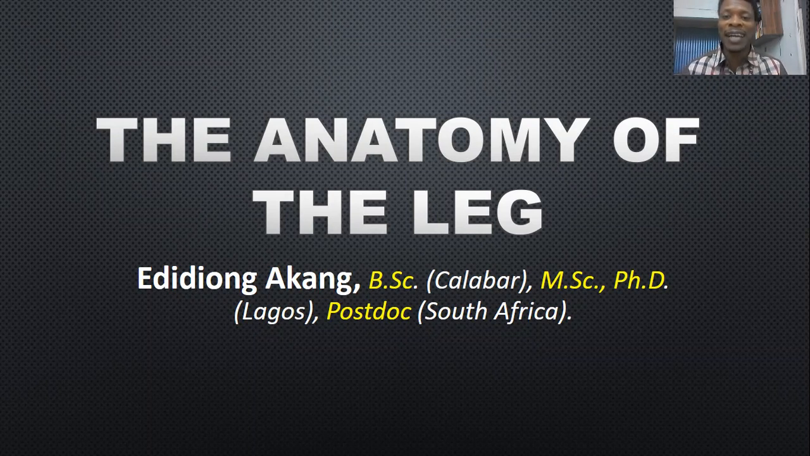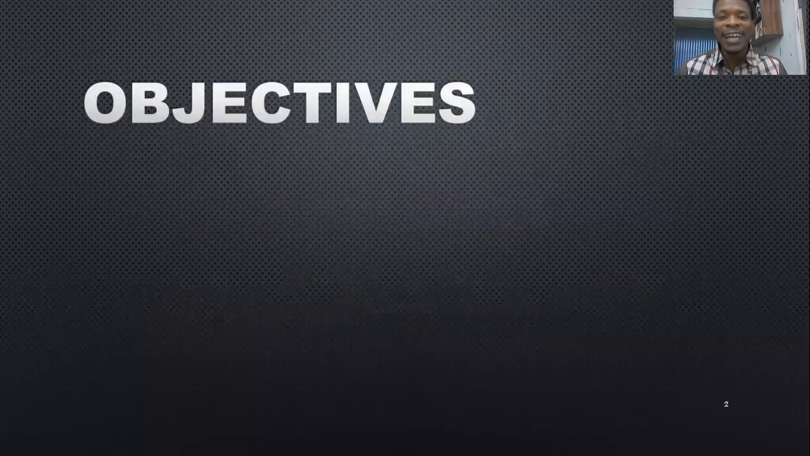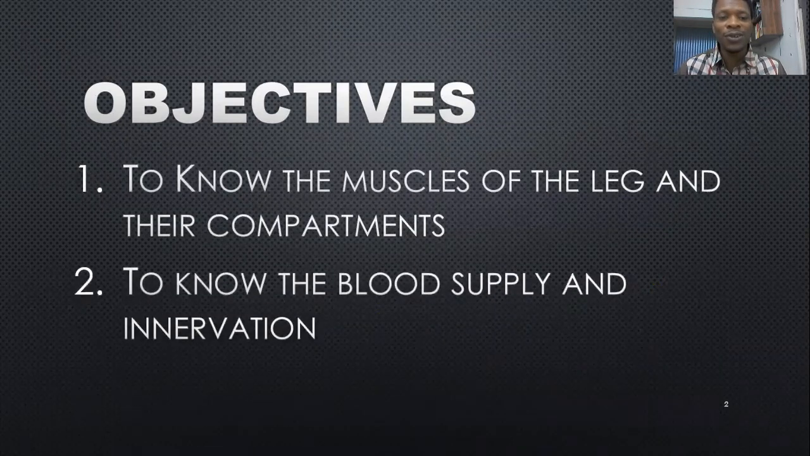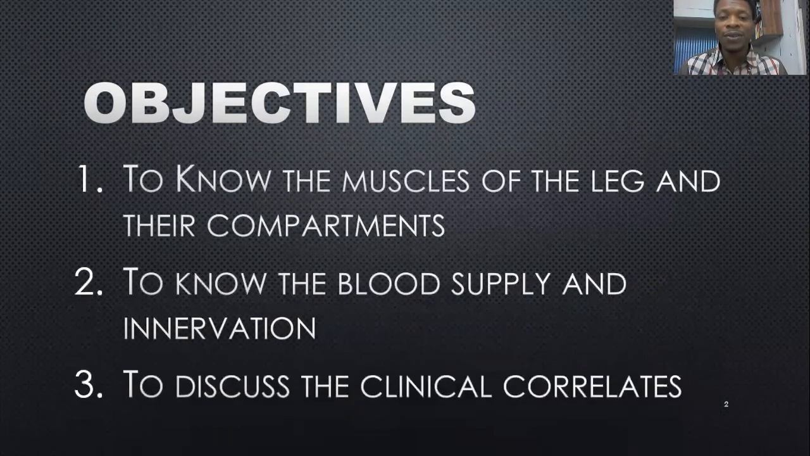Today we'll be talking about the anatomy of the leg. In our objectives, we'll cover the muscles of the leg and their compartments. We'll also look at the blood supply and innervation. Then we'll look at the clinical correlates of damage to these muscles, the blood supply, or the nerves.